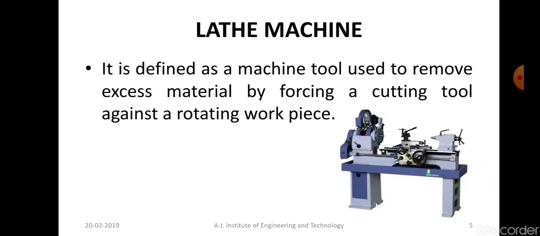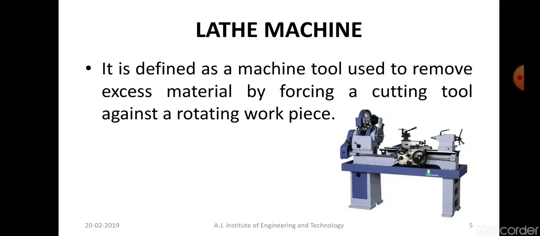Okay, lathe machine. So a lathe machine is defined as a machine tool which is used to remove excess material by forcing a cutting tool against a rotating workpiece. This is very important to know. So the definition of lathe says that a lathe machine is a machine tool which removes excess material by forcing a cutting tool against a rotating workpiece.